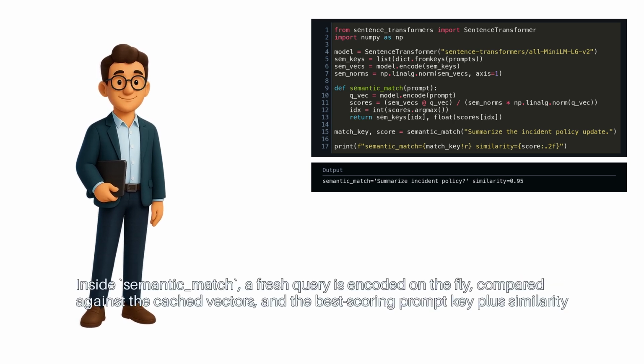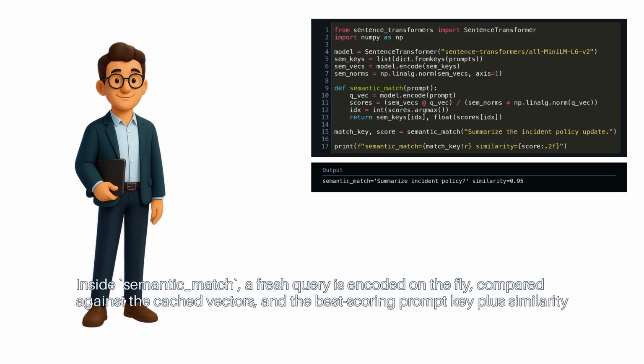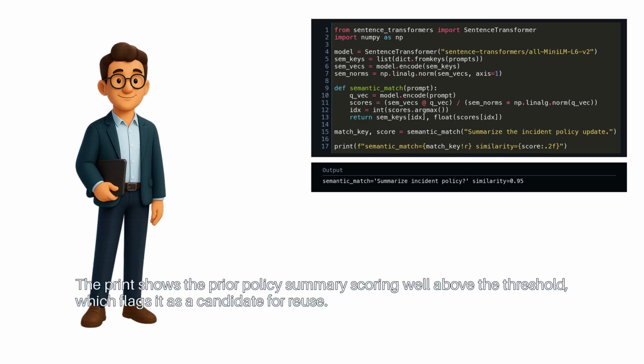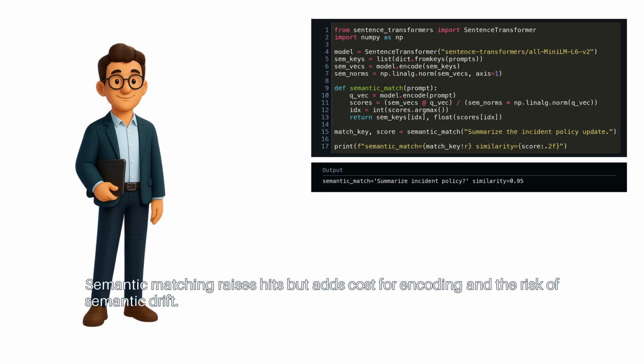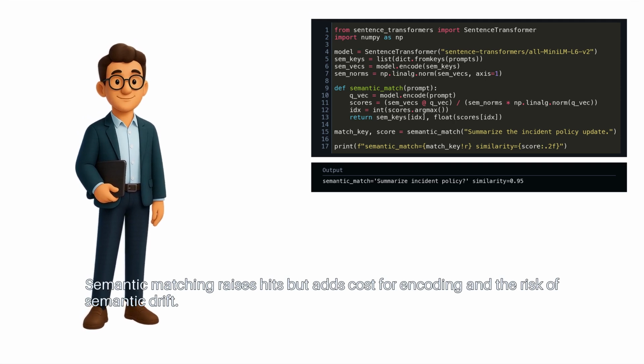Inside semantic match, a fresh query is encoded on the fly, compared against the cached vectors, and the best scoring prompt key plus similarity is returned. Because we reuse SEM keys to translate that index back to the original text, we can safely reuse previously vetted responses when the similarity clears your acceptance bar. The print shows the prior policy summary scoring well above the threshold, which flags it as a candidate for reuse. Semantic matching raises hits, but adds cost for encoding and the risk of semantic drift.